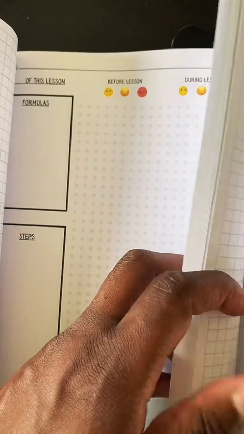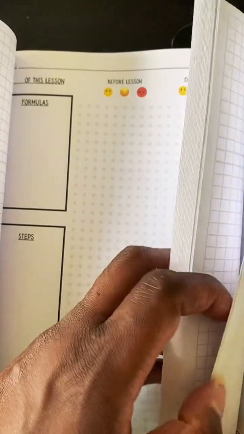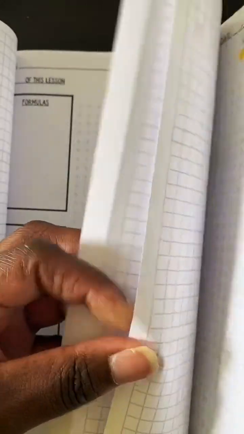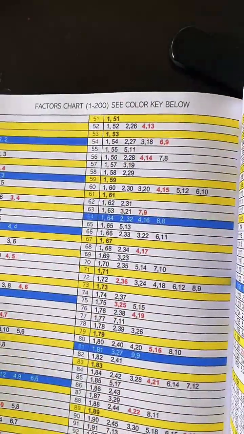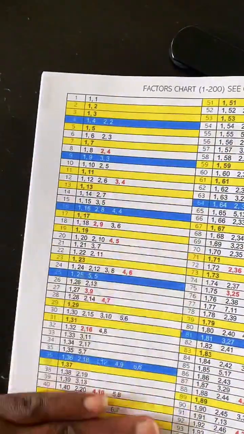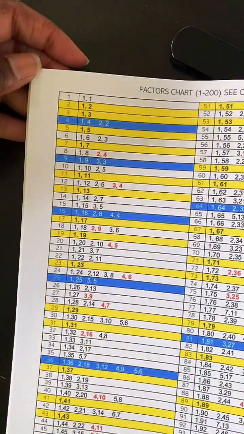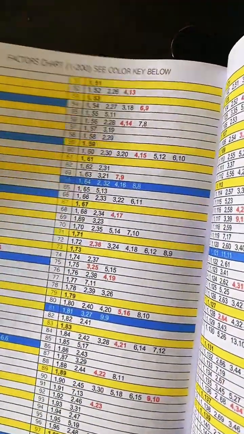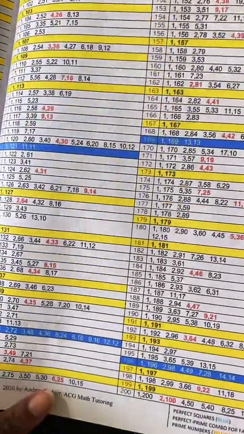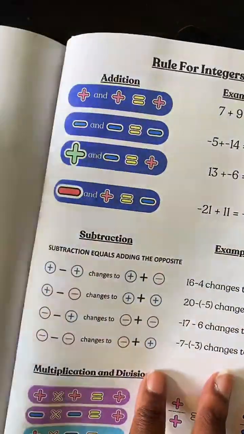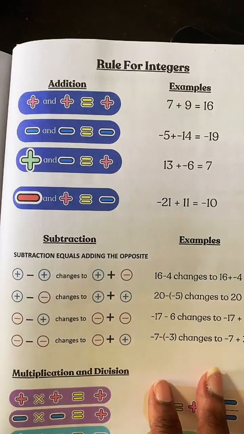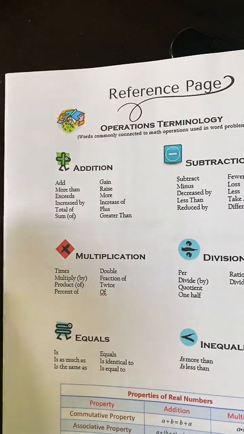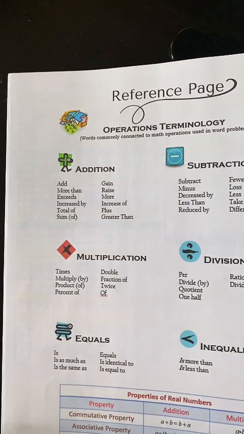And in addition to that, I have in the very back, as soon as I can get it, some resources. My resources include a factor sheet. If you're not good with multiplication, this factor sheet will help you break down radicals, find your LCM and GCFs, and also help you with factoring. And it goes from 1 to 200. In addition to that, you have your rules of integers, so you can really focus on those, as well as the most popular words and the operations that they represent in word problems.